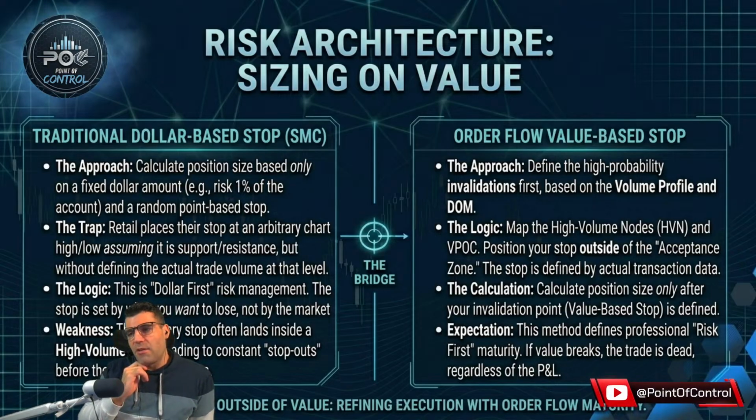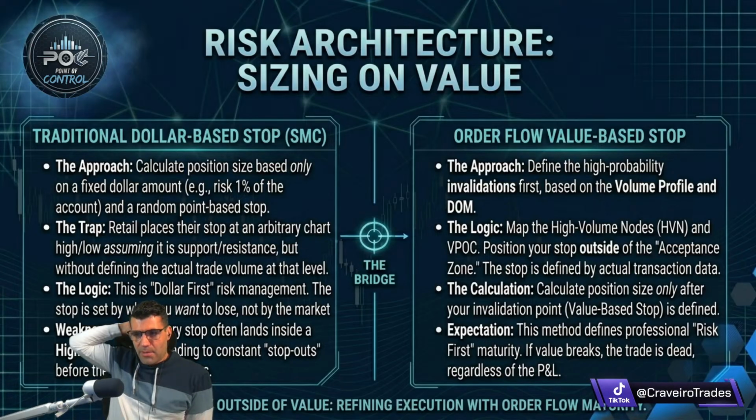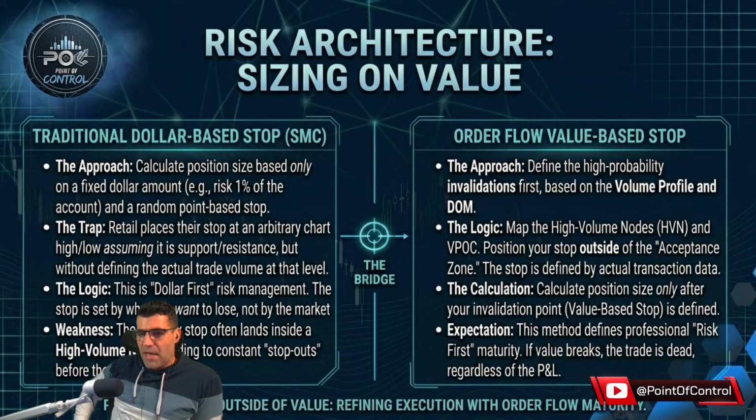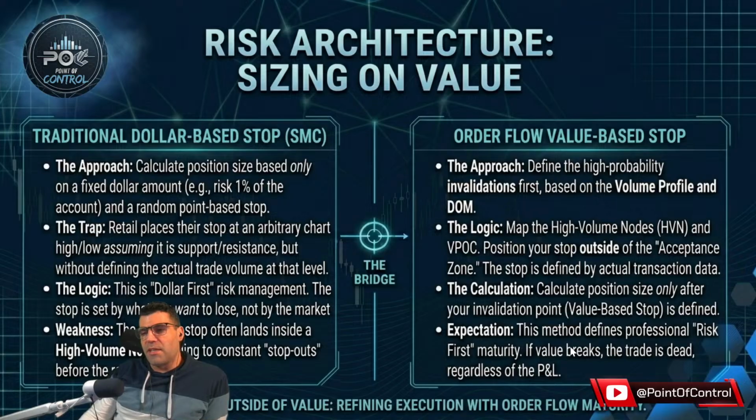Logic: map out the high volume nodes and the volume point of control. Position your stop outside of the acceptance zone or the buy pad or sell pad, my slang for it. The stop is defined by actual transaction data. It's not just an arbitrary stop. I am placing my stop at specific levels where price is likely to respect if I am correct about the trend change. I don't need to have it all the way at the low because we are not returning there before going to my take profit.